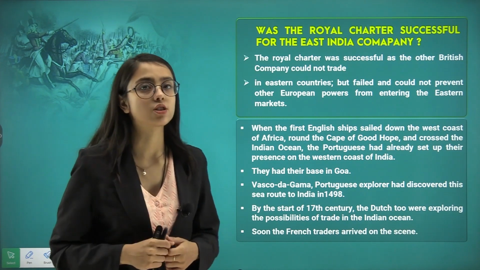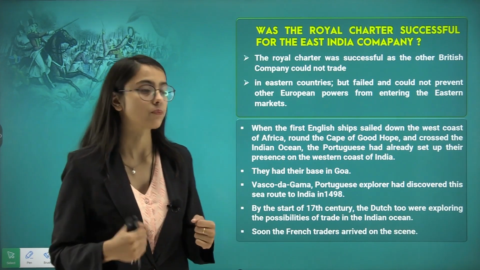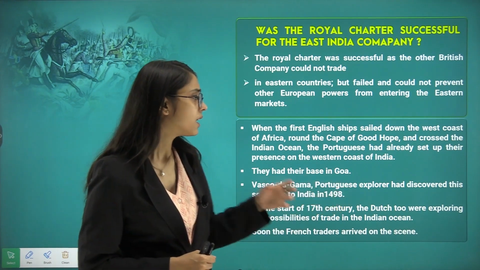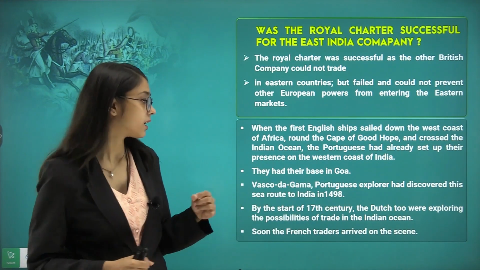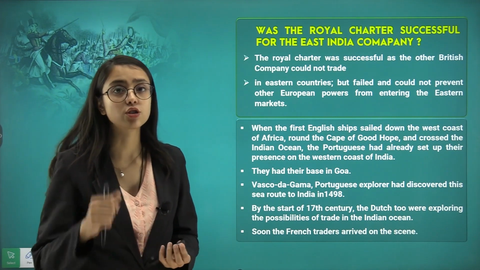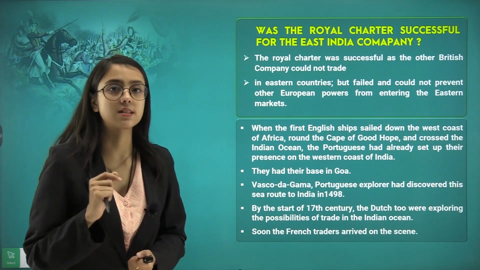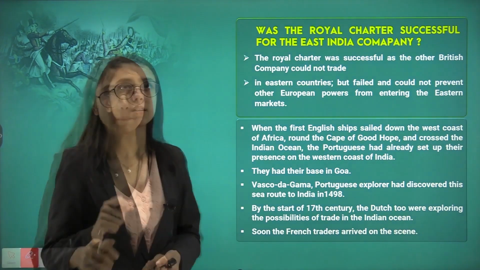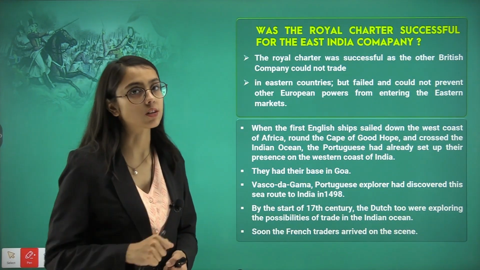So, what did the Britishers do? What new things did they find? Vasco da Gama, the Portuguese explorer, discovered the sea route to India in 1498. Here we need to note an important date and the name of an important explorer.